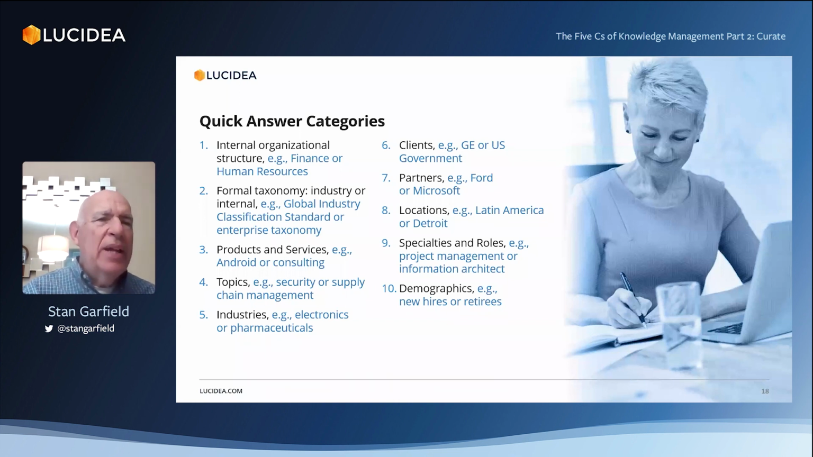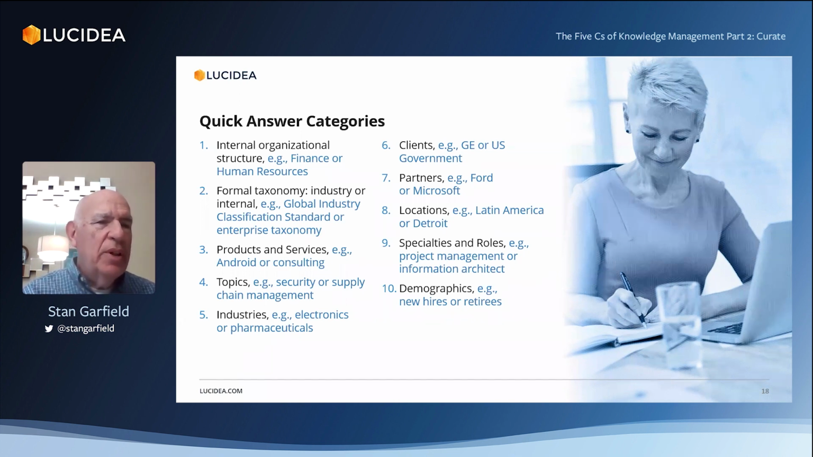Let's talk about some quick answer categories you might want to consider for your curated search results. These categories would include the organizational structure. So for instance, have categories for each of your key organizational functions like finance and human resources and legal and so forth. Could be based on a formal taxonomy. That could be an industry taxonomy that's standard across the industry, or it could be an internal taxonomy based on how you define things inside of your organization.